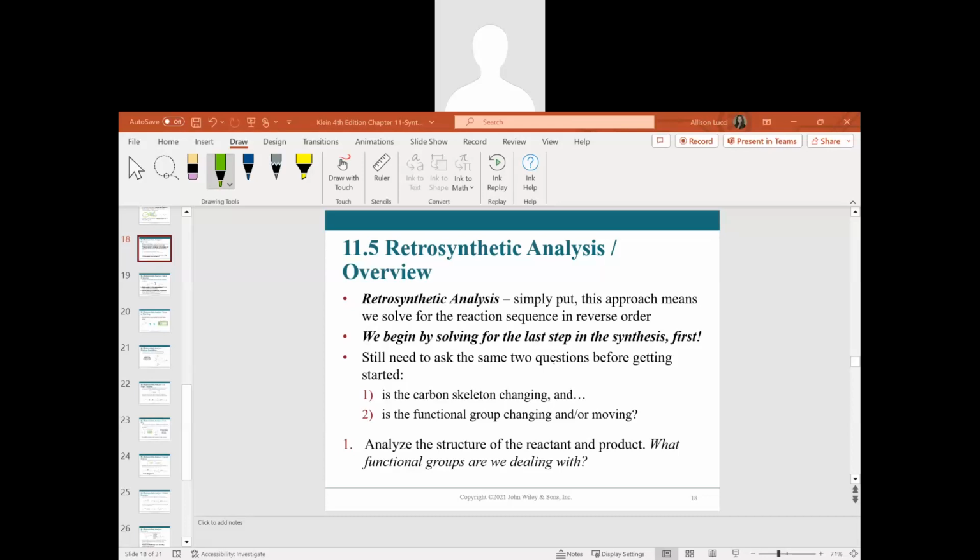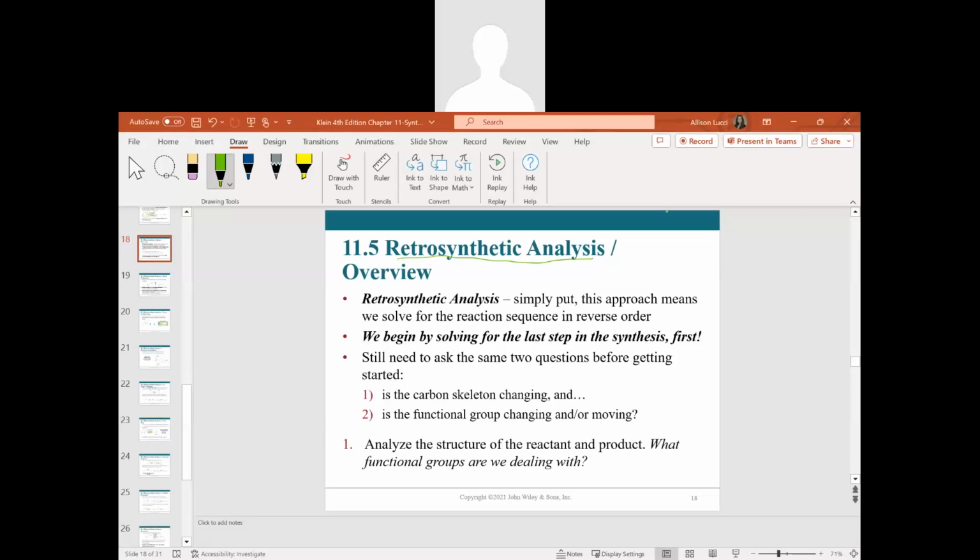In this next section, 11.5, we're going to begin to look at what's referred to as retrosynthetic analysis. Simply put, in simple terms, this means that we're going to work backwards. We're going to look at our product and try to figure out what step before that we can create that product from, and what starting material.